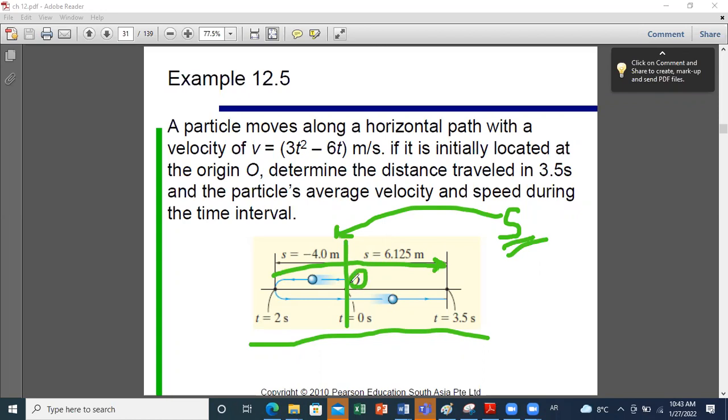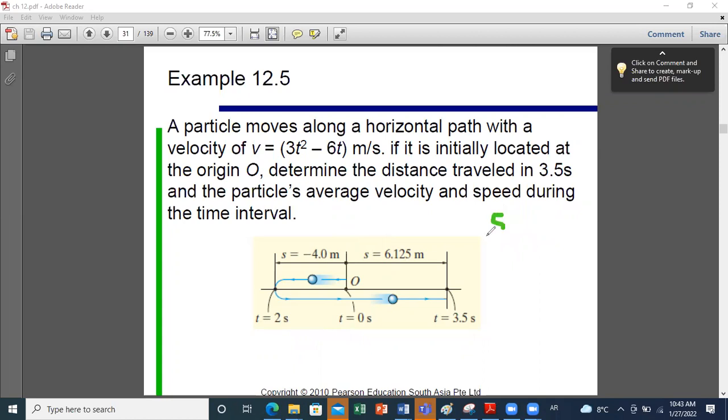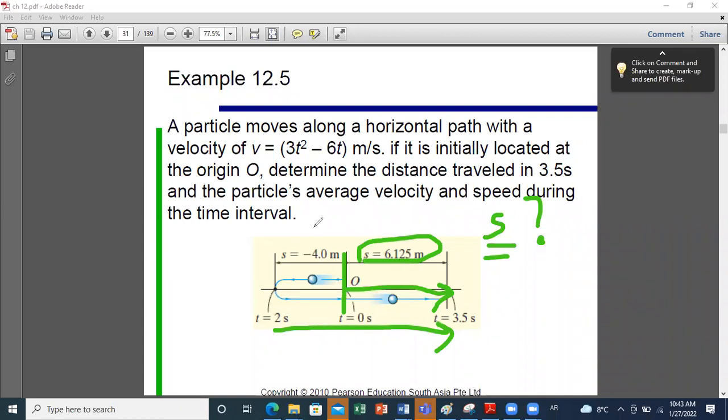Okay? Because you are getting S of the point, and S of the point is measured with respect to which point? With respect to the origin. So what you will get when you plug in t equals 3.5 is the coordinate of the final point, and the origin of this coordinate is O, so you will just get 6.125. Now, if you want to calculate the distance moved from 2 to 3.5, then you should add 4 to 6.125, and this distance will be 10.125. Okay?